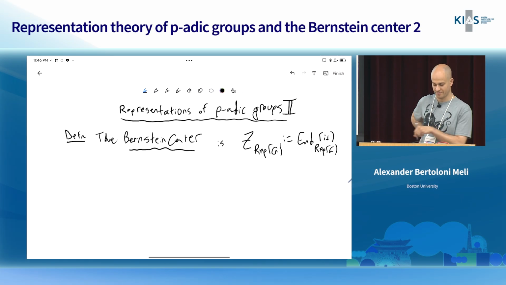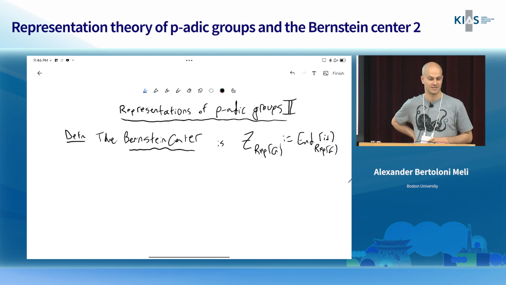So, okay, the formal definition, and you can make this for any category or any abelian category, is that the Bernstein center is just the endomorphism ring of the identity functor. Okay, so what is this thing, and what does it look like?